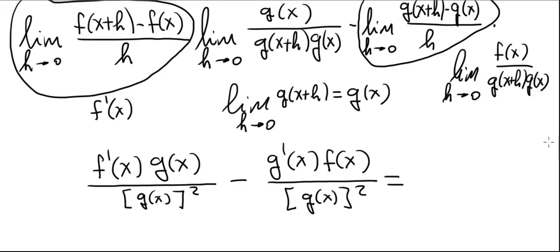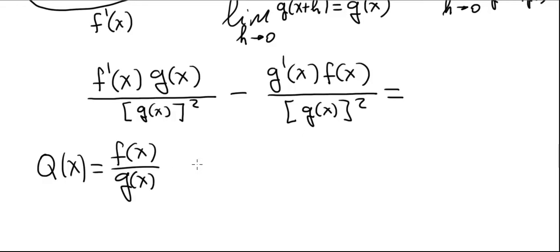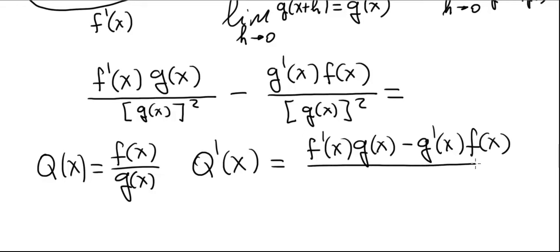Let's put this together, and we have just used the definition of the derivative to show that if q of x equals f of x divided by g of x, then the derivative q prime of x is equal to f prime of x times g of x minus g prime of x times f of x, divided by g of x squared. And that, of course, is the quotient rule of differentiation.